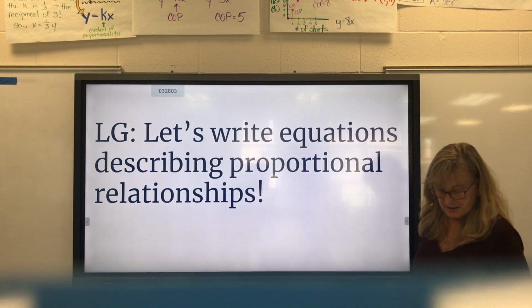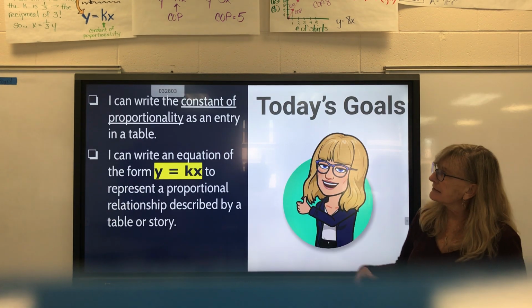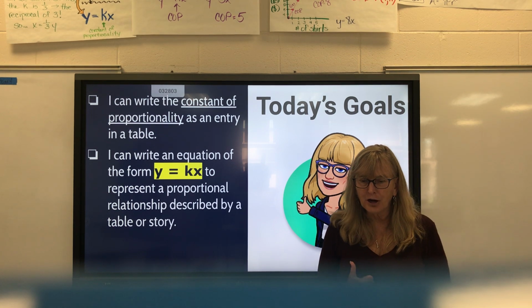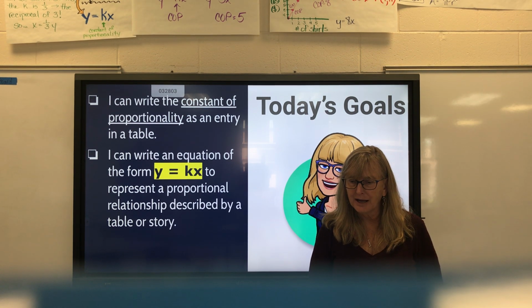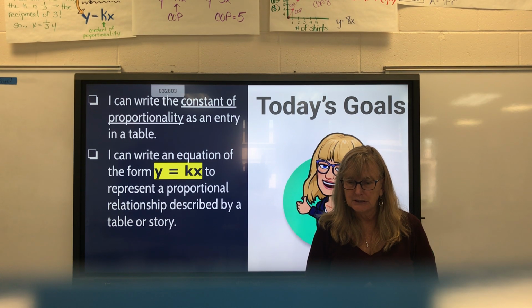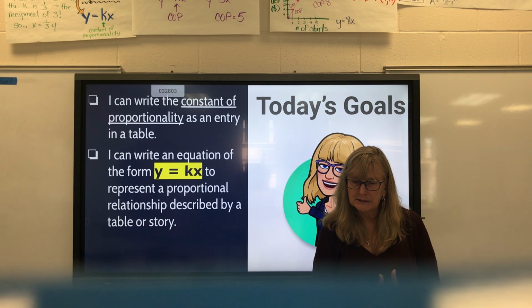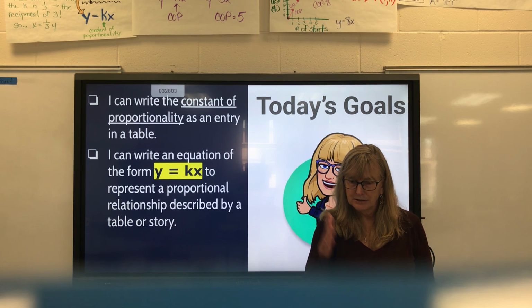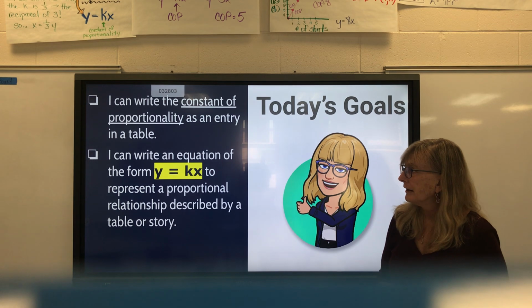Okay? All right, so by the end of the lesson, you can write the constant of proportionality as an entry in a table. You can already do that, can't you? How do we do that? How do we find the COP in a table? Chloe? If the table's set up, if there's numbers on both sides, you can divide it or try to multiply it and see what it is, and then see if it works for all. Okay, can we do y over x? Is that what you're trying to say? Yes. Find that y over x.